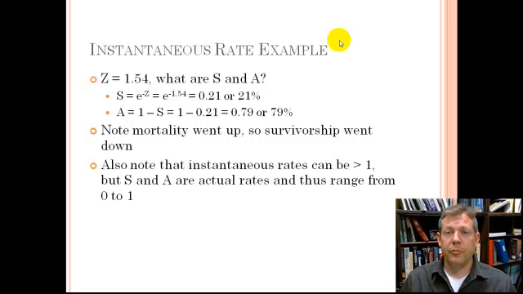Also note that that's another characteristic of instantaneous rates. They can be greater than 1. It's not really a percentage. But S and A, survival and annual mortality, are actual rates, and those are bounded by 0 and 1. So that's just another characteristic that you need to get comfortable with.